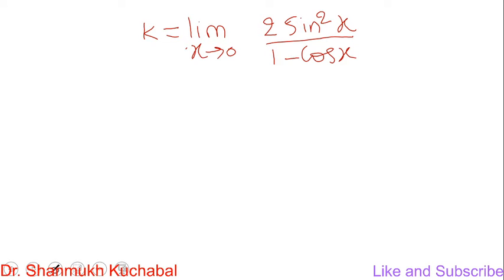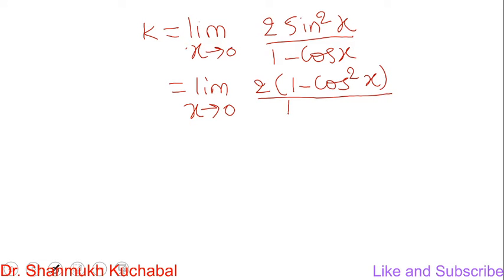So further we'll simplify it. So limit x is tending to 0. So 2 we keep as it is. I use a trigonometric identity: sine square theta plus cos square theta is 1. So similarly sine square x we get it as 1 minus cos square x, like this. The denominator it will remain same. So further limit x is tending to 0 as it is, 2 as it is.